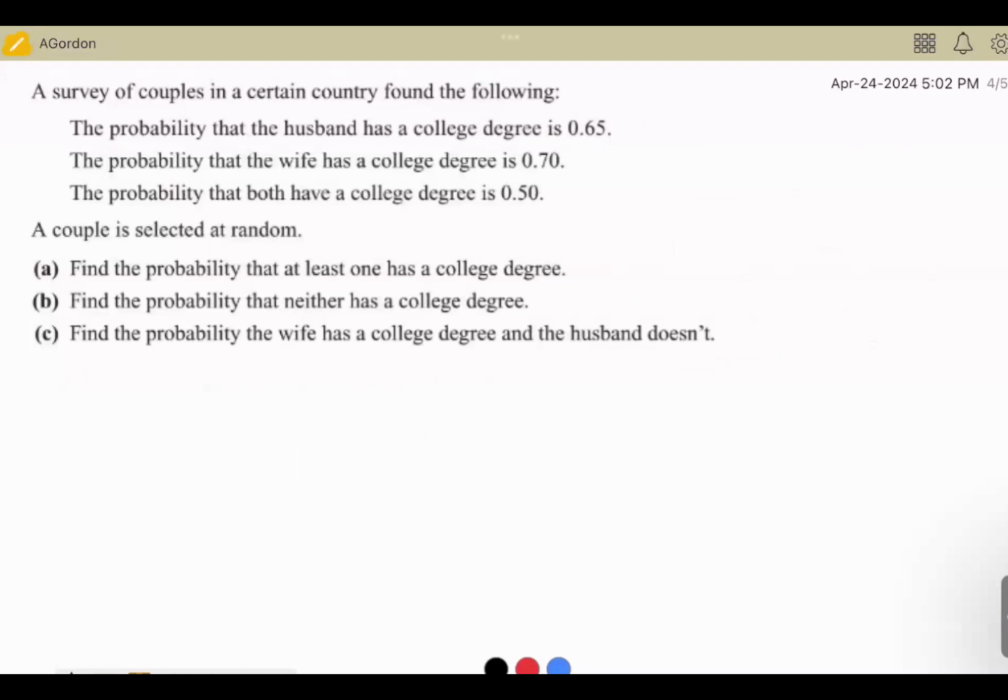Now in part C, we want the probability that only the wife has a college degree. So wife has a degree, but husband does not. And my first instinct was always to say, well, they told me that in the problem. They told me the probability that the wife has a degree. But that is also including, so up here is information that includes both of them having a degree. So we can look back at our diagram that we drew. Draw it again. And our answer is there.